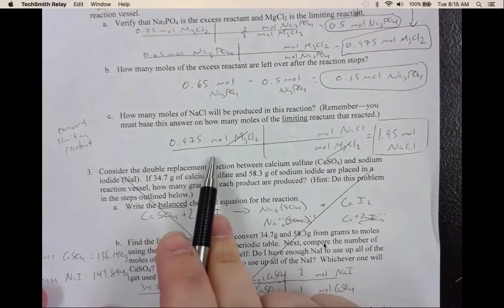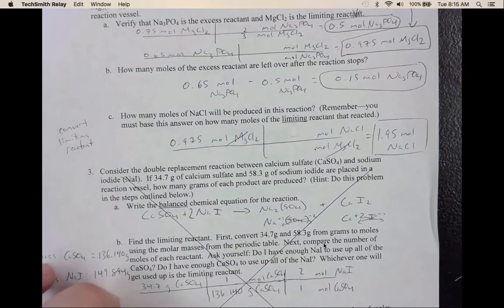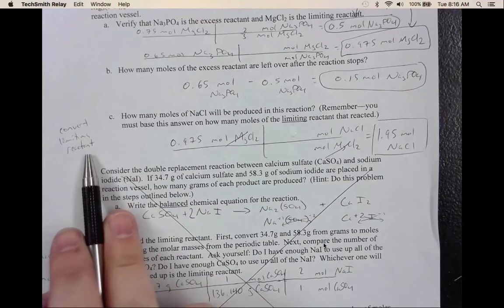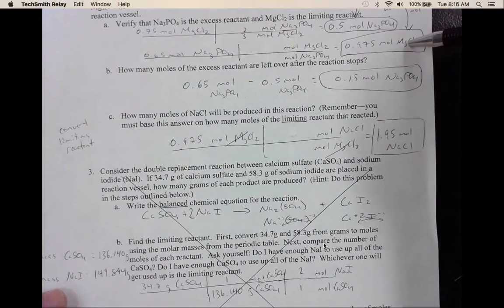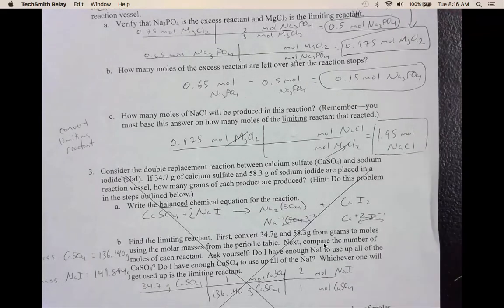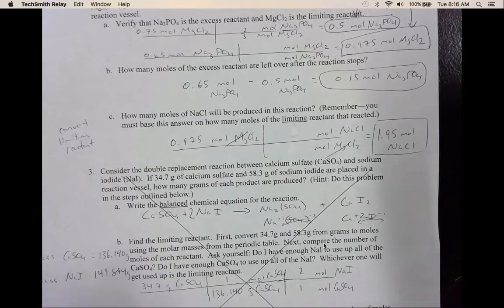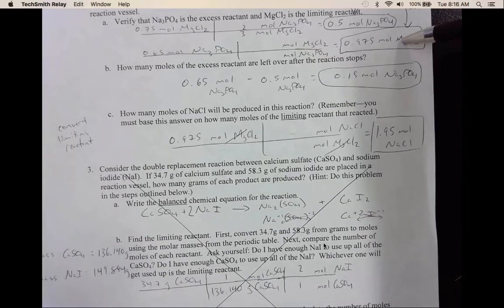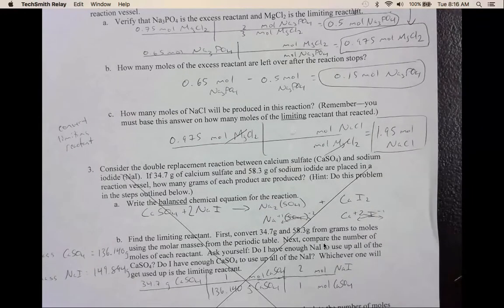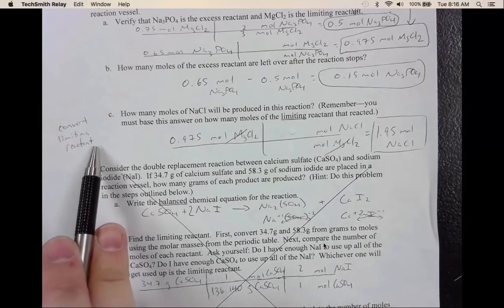And then lastly, part C. Part C is asking us about the moles of sodium chloride that will be produced in the reaction. So to do this one, you need to convert the limiting reactant. It's important to convert the limiting reactant because you're limited by that. You cannot produce more than what the limiting reactant has. If you were to use the excess reactant to make your conversion, your values are going to be too big. So it's really important to make sure you pick the limiting reactant.